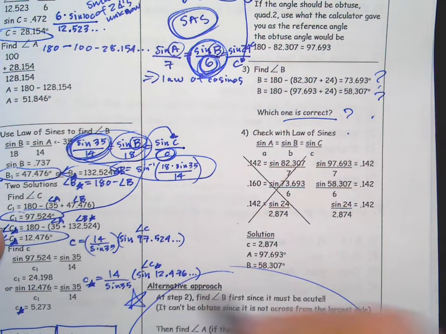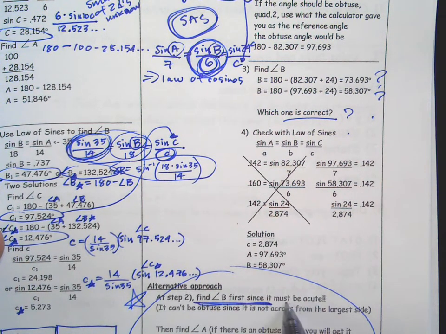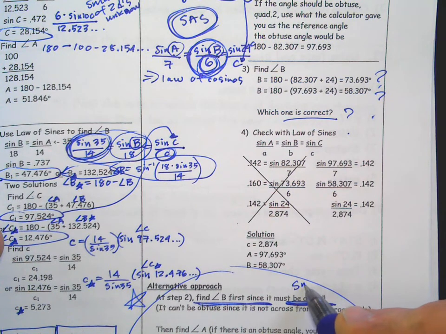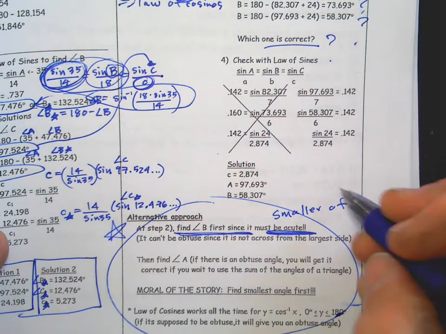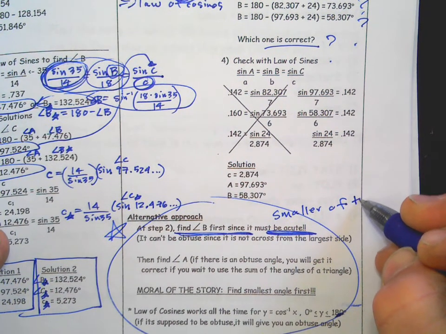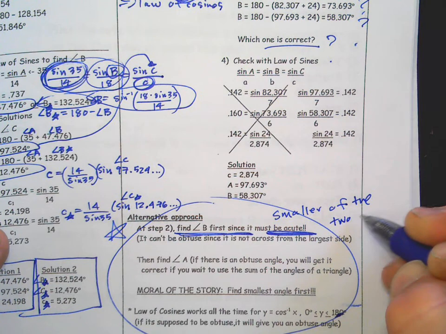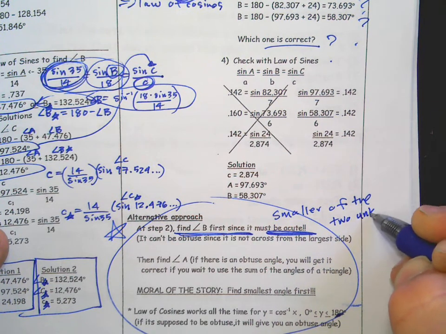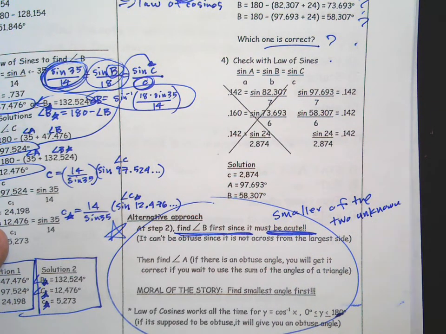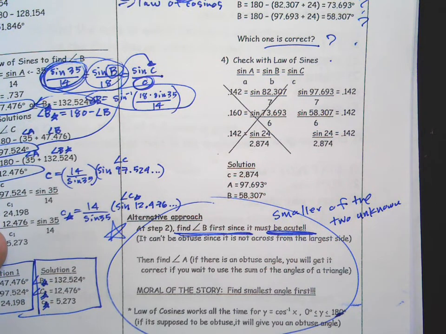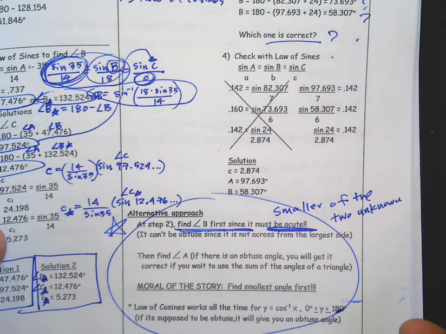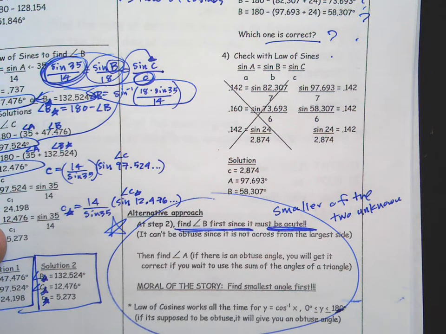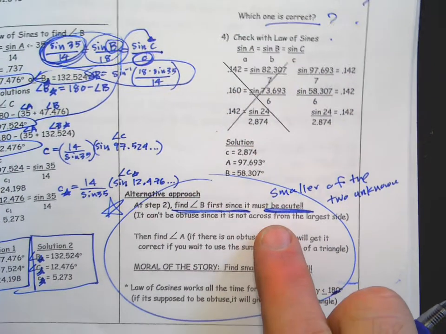You should find angle B first, since it must be acute because it is the smaller of the two angles. It's not necessarily the smallest angle of the whole triangle, but it's the smaller of the two unknown angles. And that means it has to be acute because there can only be one obtuse angle in a triangle. There's always two acute angles for sure. So even if it's not the smallest, if I know it's at least smaller than one other angle, it's got to be an acute angle. And then I can feel confident that my calculator is going to give me the right answer.